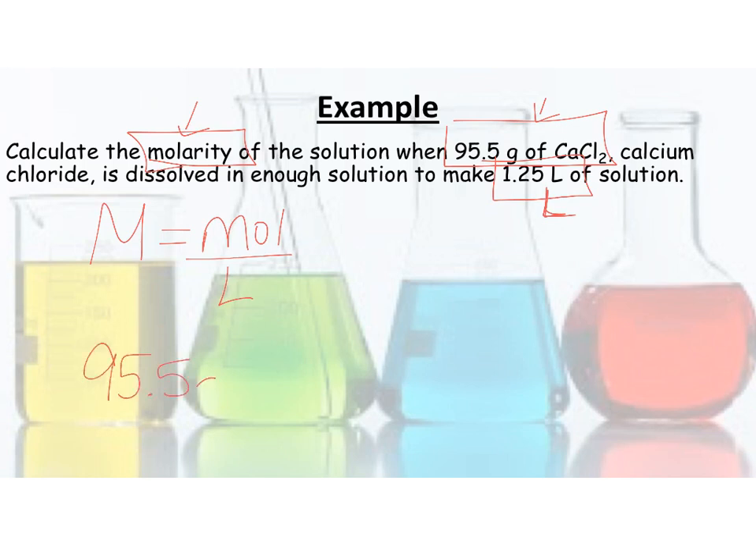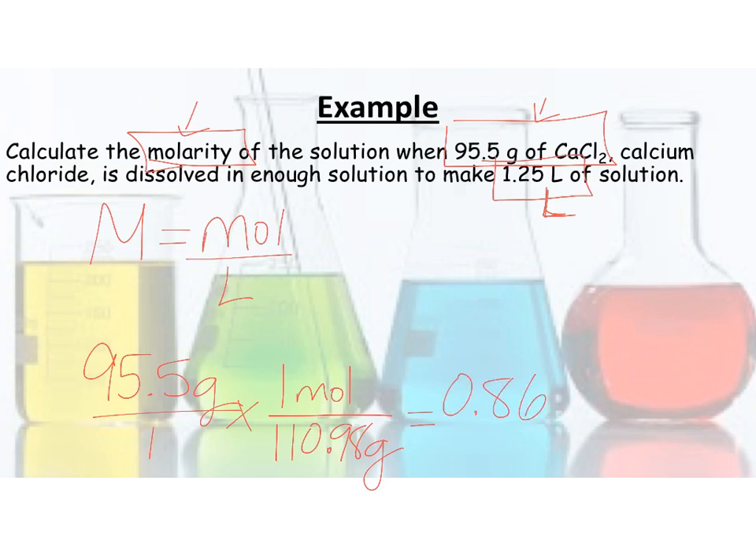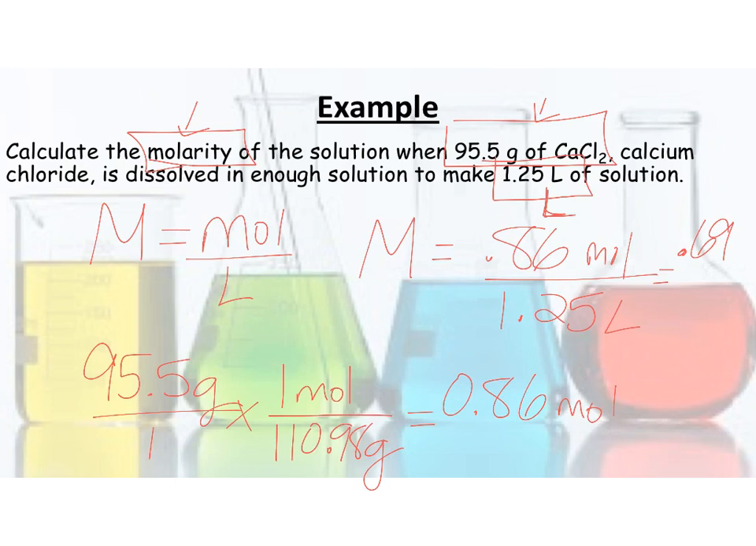So 95.5 grams over 1, and then to get to moles, I'm going to put my molar mass of calcium chloride down here, which is 110.98, and that is equivalent to 1 mole. When I work out my math, I get 0.86 moles. Now I'm ready to plug it into my equation. Molarity equals my 0.86 moles over my 1.25 liters of solution, which gives me a concentration of 0.69 molar.